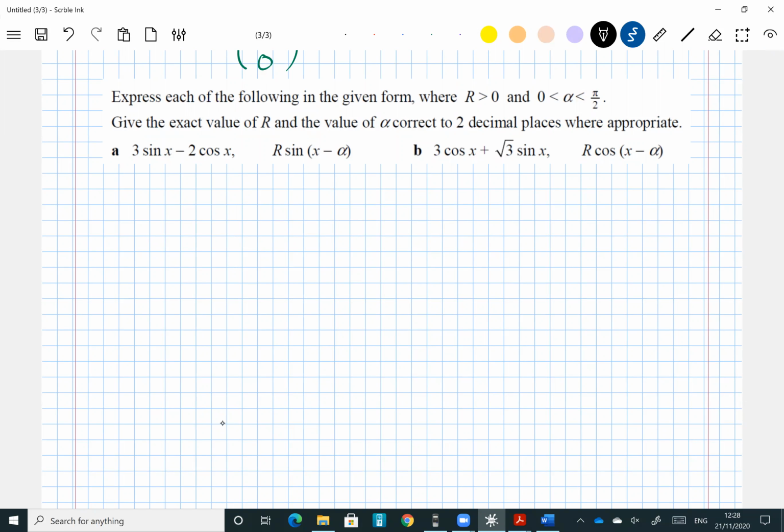I'll just get rid of the second question. We're only going to do one of these. So express it in the given form. Express it in r sine of x minus alpha. Give the exact value of r and alpha corrected to 2 decimal places where appropriate. And I'm going to make my own part B to this. So a different context that we could put on this would be part B.